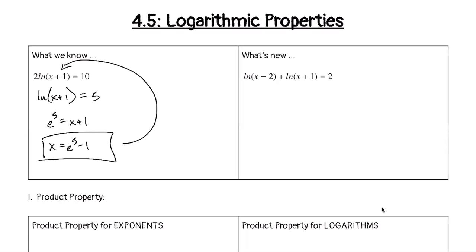And if we plug that back in, we should get a positive number that's being natural logged, so we're all good, okay? But the concern with what's new is that we have more than one log. And so we need a way to figure out how to get more than one log into a single log, okay?